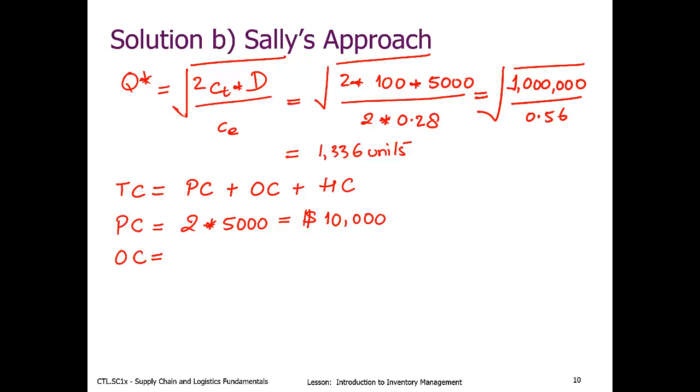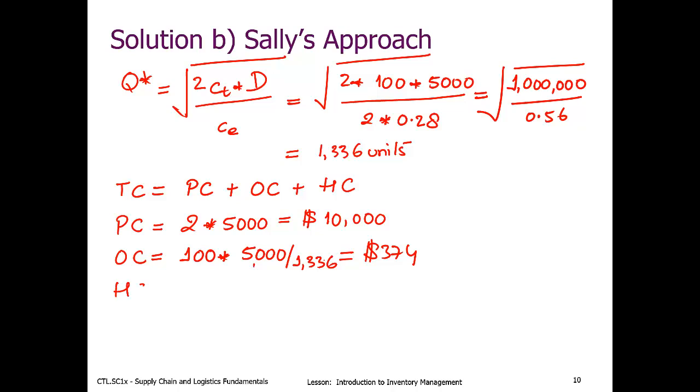Okay, what about the ordering cost? Is this affected with the new EOQ? Yes, it is. So the ordering cost is still 100 per order. However, the number of orders we will make will change, because this time it is 5,000 divided by 1,336 and not 500. So this gives us a value of $374.